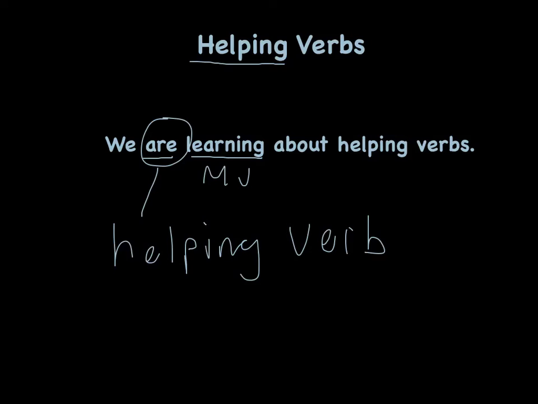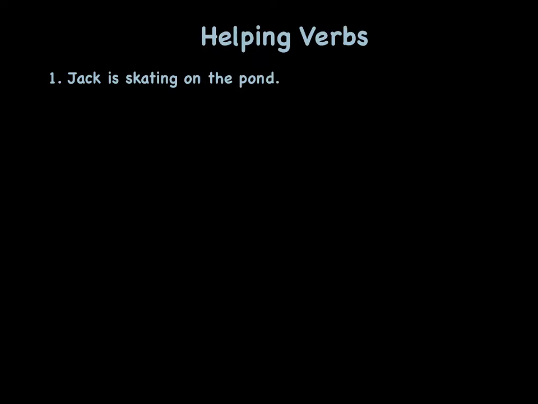Let's look at a few more example sentences and see if we can understand this a little bit better. Alright, here in our first example sentence we have Jack is skating on the pond. First thing we want to do is identify the main verb, which often will be an action verb. And again, that can either be a physical action verb where someone or something is physically doing something, or it may be a mental action verb where someone or something is using their head or their brain. So figure out what the main verb is in this sentence, and then we'll figure out the helping verb.